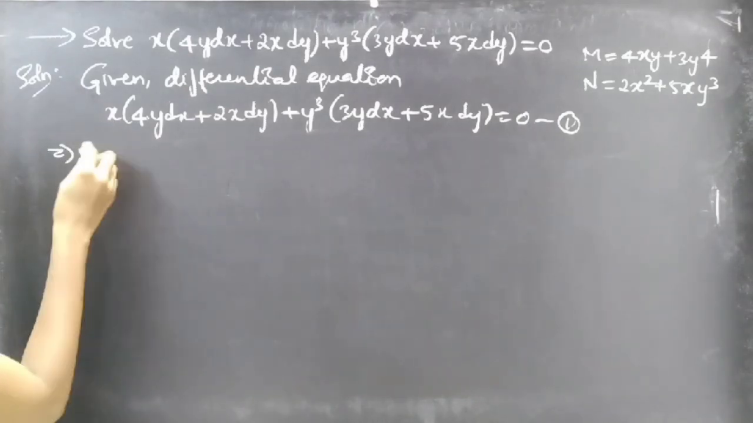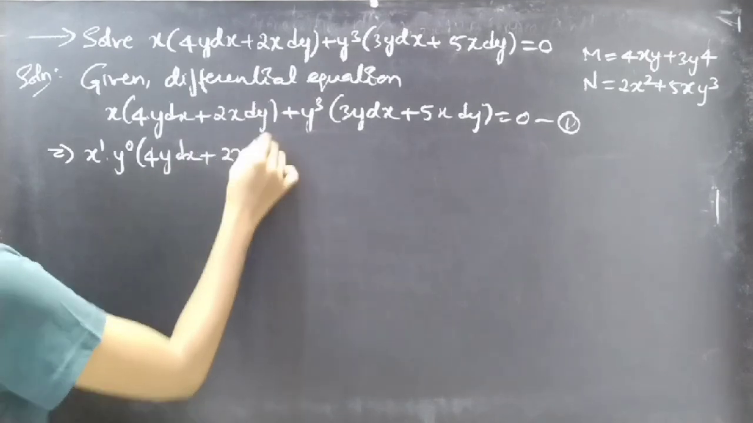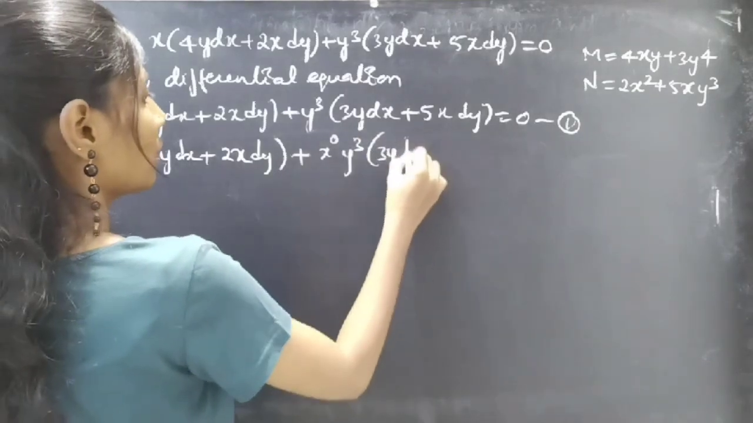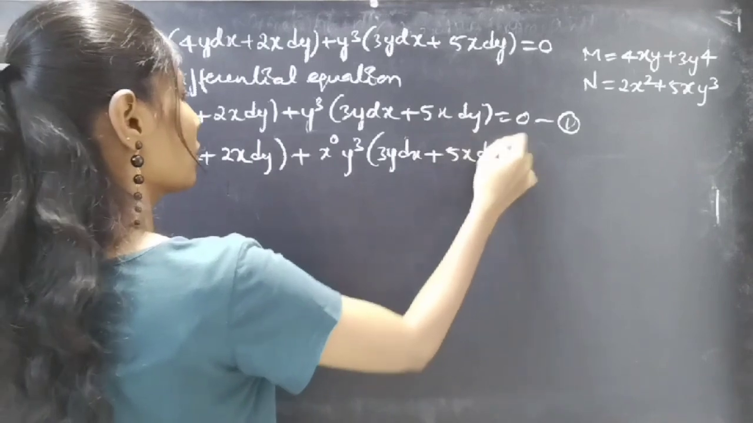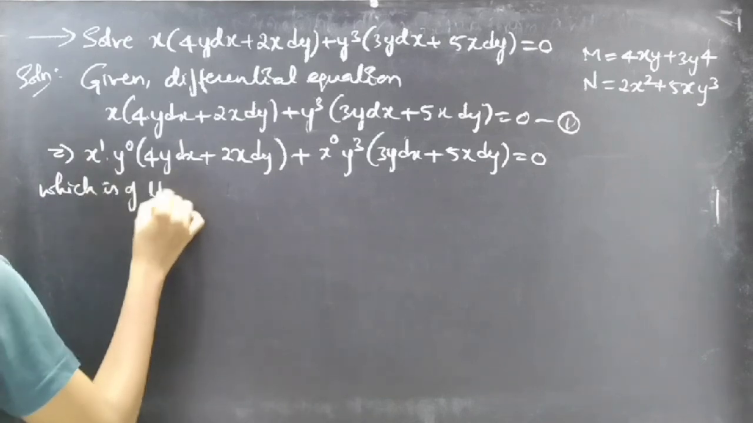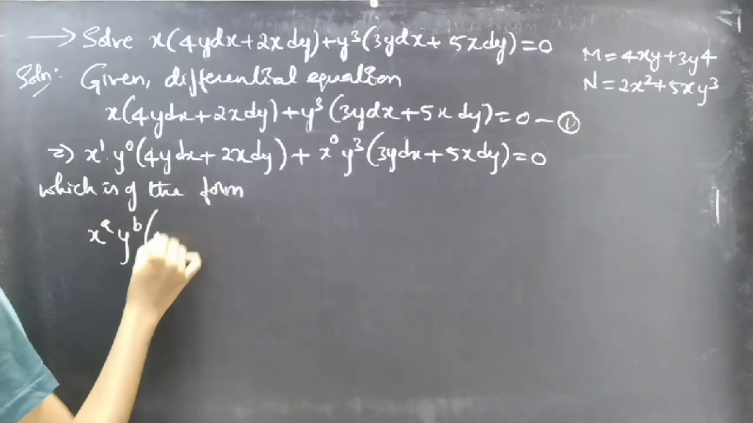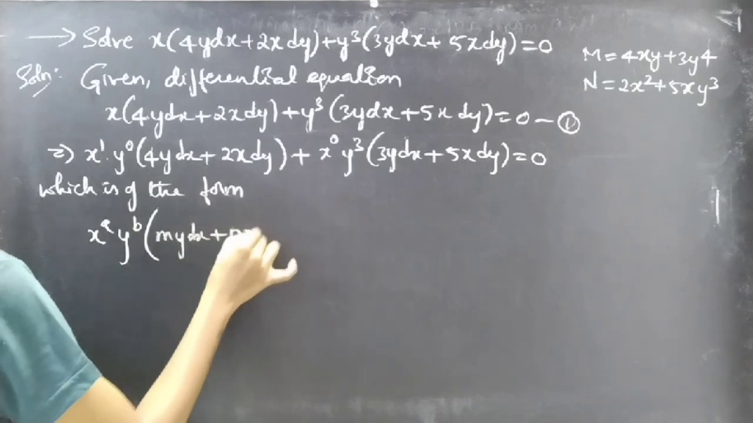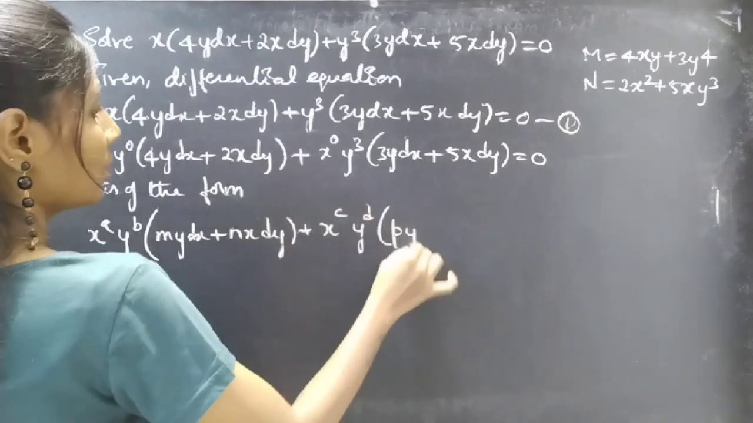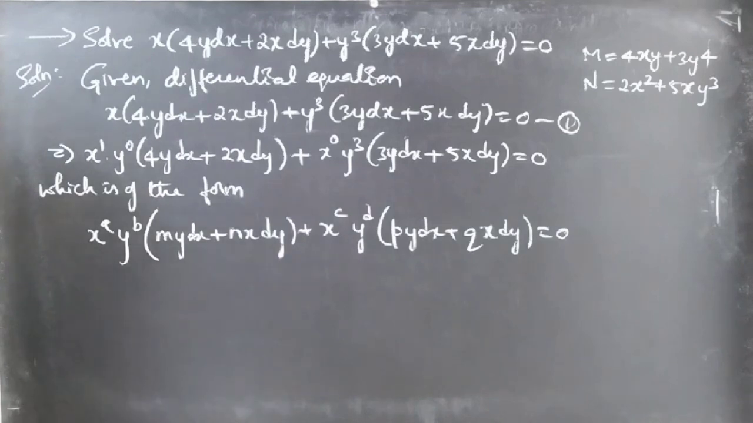As we discussed earlier, we can write x as x power 1 into y power 0 into (4y dx plus 2x dy) plus y cube can be written as x power 0 into y cube into (3y dx plus 5x dy) equal to 0, right? Which is of the form x power a y power b into (m y dx plus n x dy) plus x power c y power d into (p y dx plus q x dy) equal to 0, right?